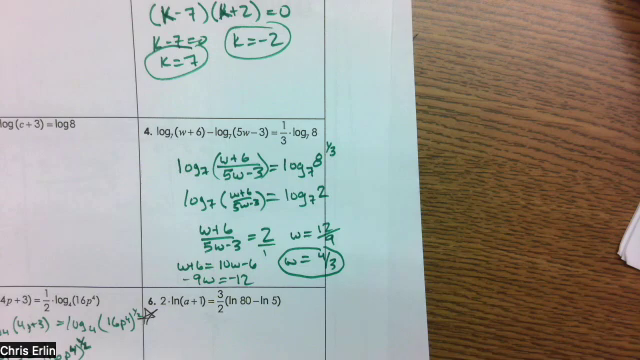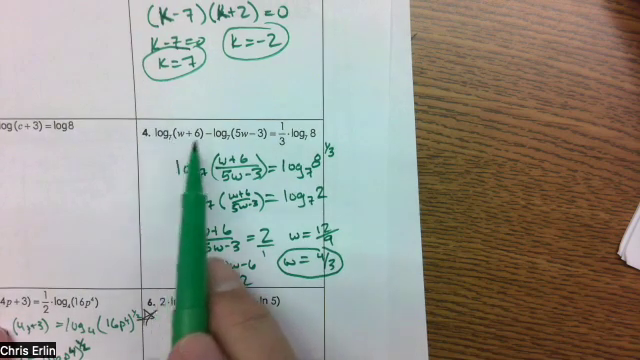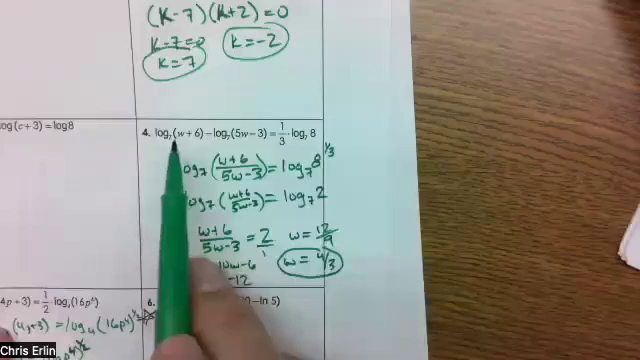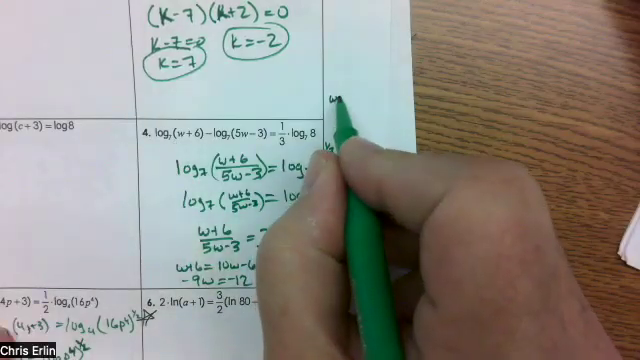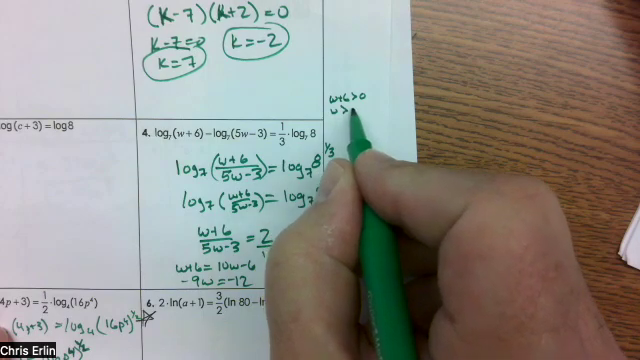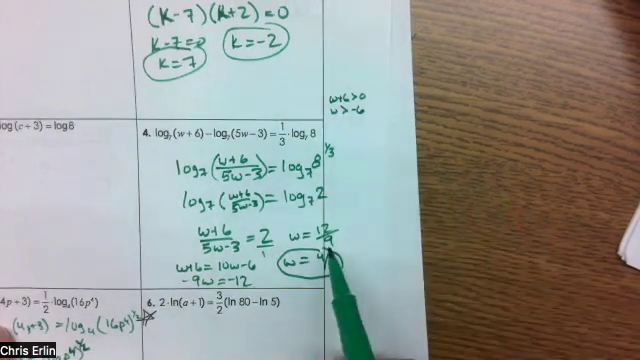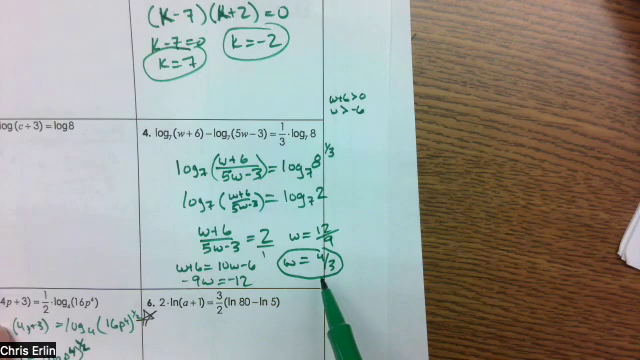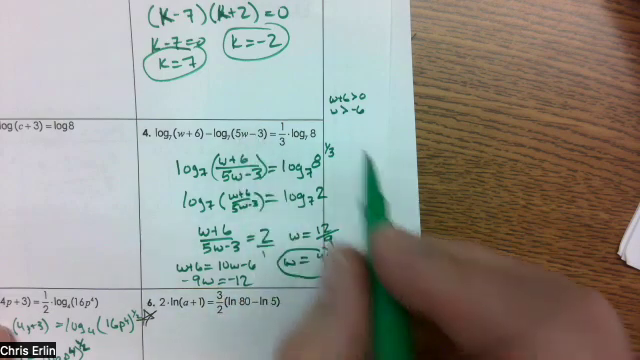Do I have to concern myself with anything, or can I just say, yeah, I win? It might be extraneous. I got to look and see if this works, if it fits within the domain. So what's my domain of this part? Good. W plus 6 has to be greater than 0, so w has to be greater than negative 6. Is this greater than negative 6? Yes, it is. Great. Let's look at this other one.